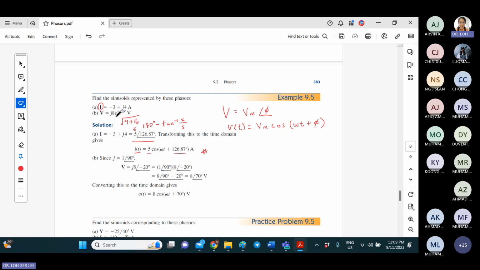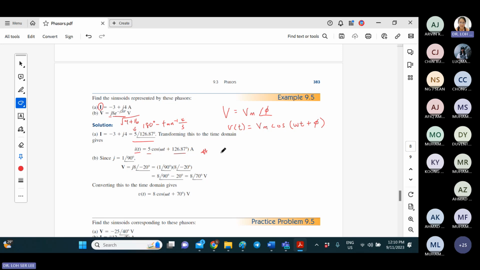Similar to question B, you see this one: 8e to the negative j20 degrees. This is a complex number, but we have an extra j here. That means j is a complex number, times another complex number. Complex number times complex number. So we want to change this one into polar form, and this one also into polar form.